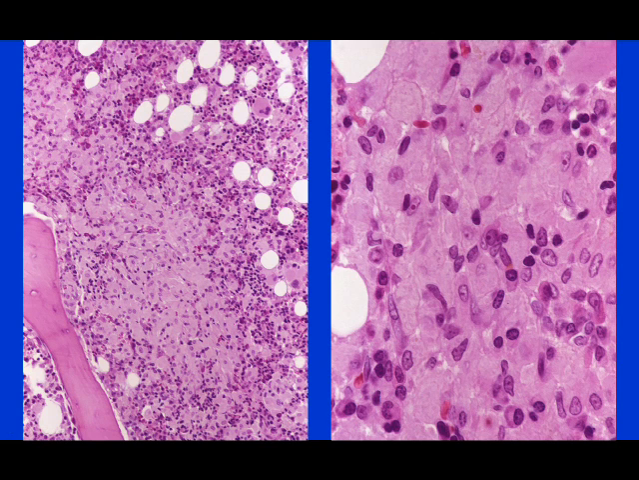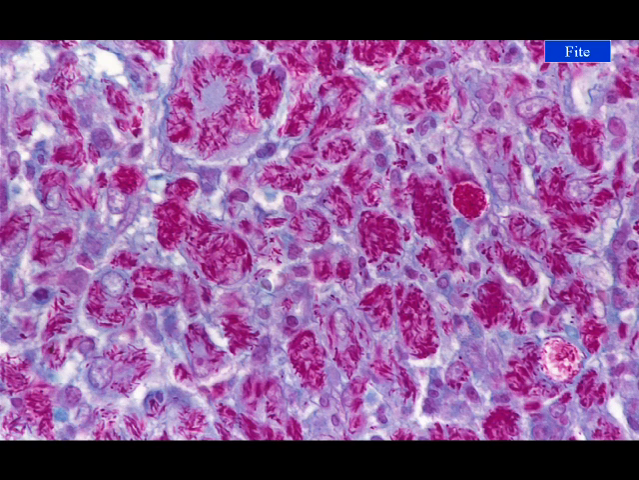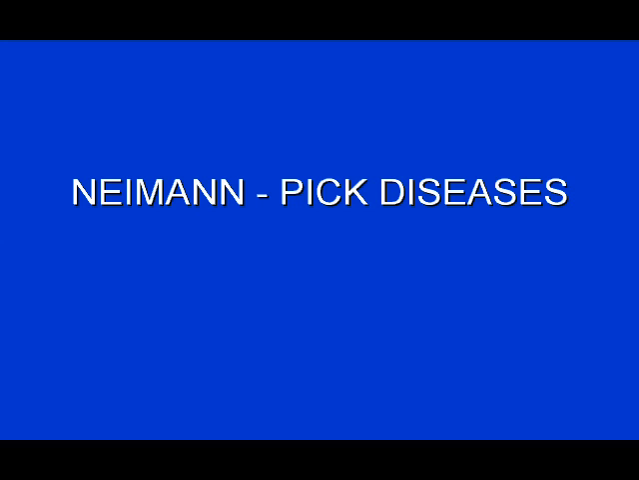We did a Fite stain for Mycobacterium avium intracellulare, and here it is. And these histiocytes are just teeming with organisms, which of course you couldn't see with the H&E, but this patient had Mycobacterium avium infection and was HIV positive, but was diagnosed for the first time with HIV based on this finding.